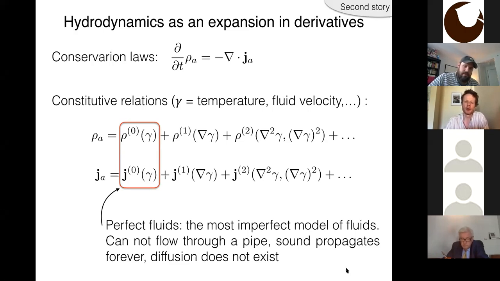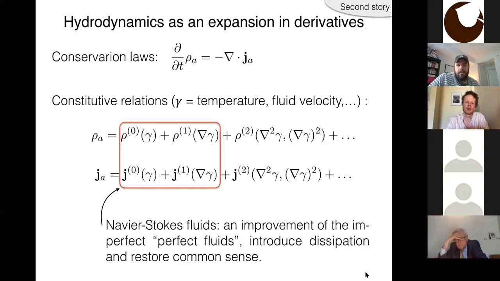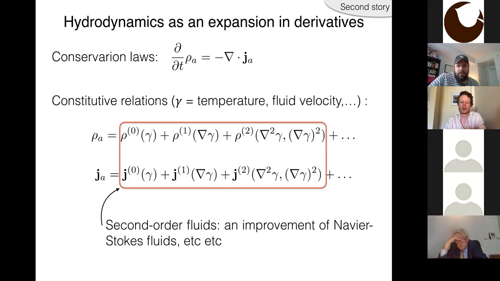Of course, perfect fluids is the most imperfect model of fluids. So these fluids cannot flow through a pipe. Sound propagates forever. So if I say something here, everybody can hear me 10 miles away. Diffusion does not exist, and so on. So if you look at the first two terms in this expansion, that's what gives you the Navier-Stokes fluids. So it's an improvement of the perfect fluids. So you introduce dissipation and restore common sense. You can also look at second order fluids, which would be an improvement of the Navier-Stokes fluids, and so on.